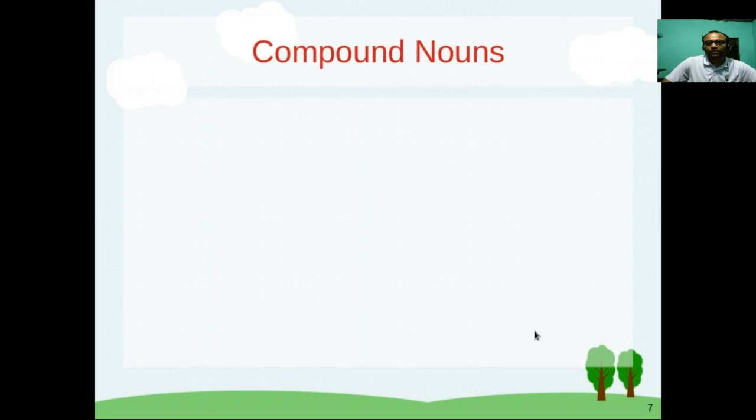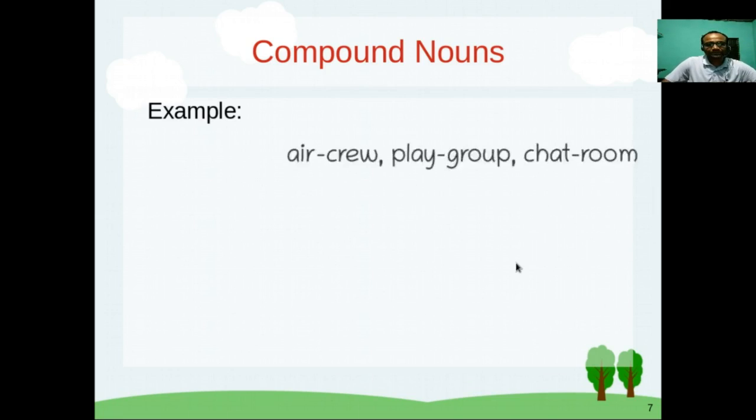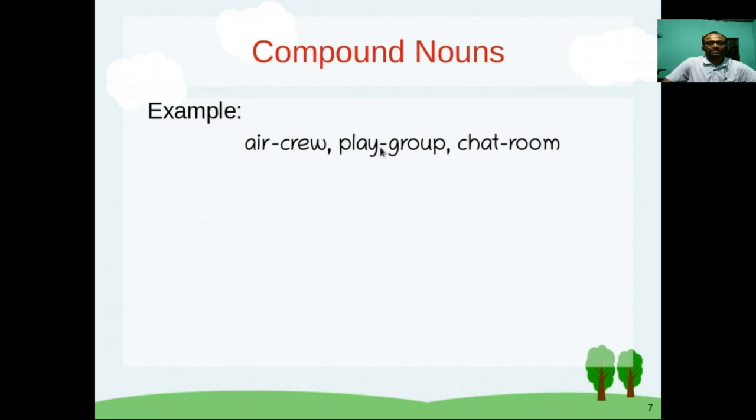We were talking about compound nouns. So this kind of compound noun is also formed with a noun and a noun. An example would be aircrew, playground, chat room. But one thing we have to remember is that these kinds of compound nouns can be written in three different ways.